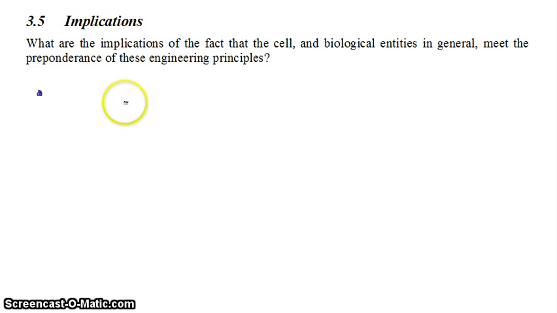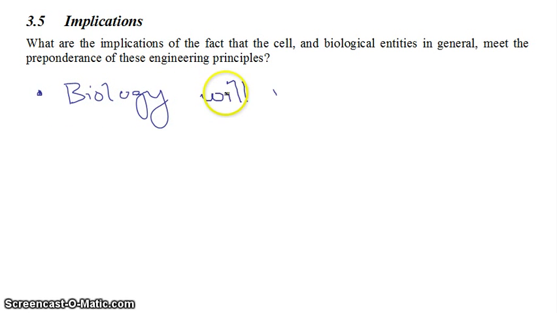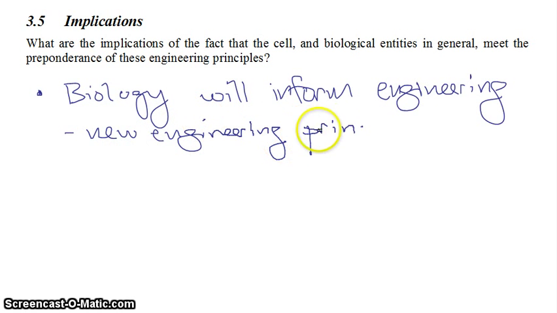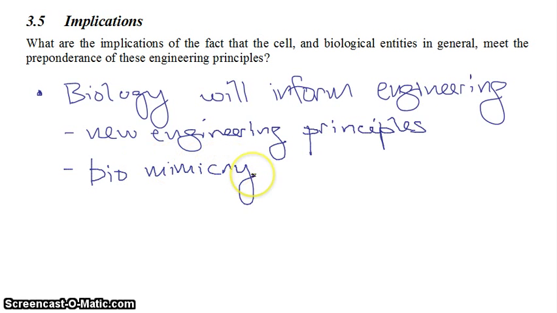But what are the implications? I think the first implication is that biology will inform engineering. So as engineers, if you study biology, you will learn new engineering principles, since biology has been around a lot longer than we have. Also, biomimicry. So we can look at the biological world and say, wow, that's really cool, and that's a really cool design for that purpose. Why don't we use that too? And that would not be a new engineering principle. That would be a new application of engineering.